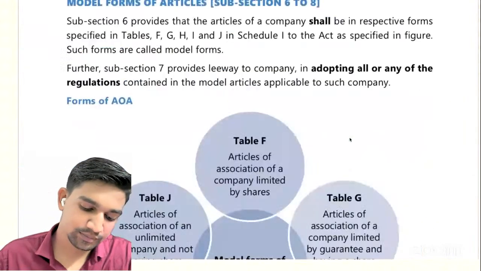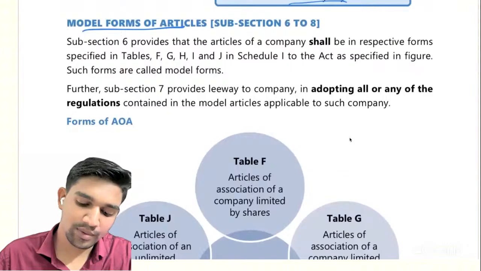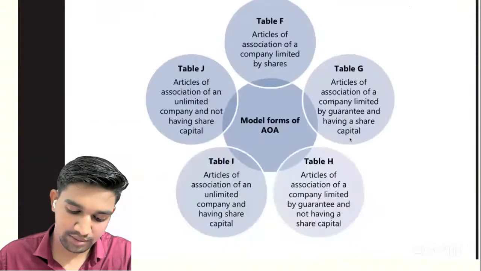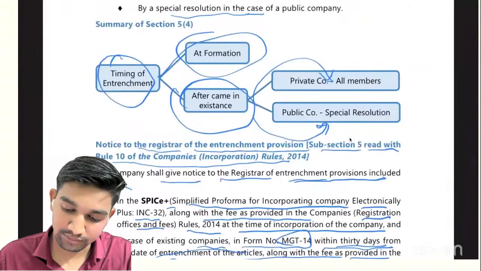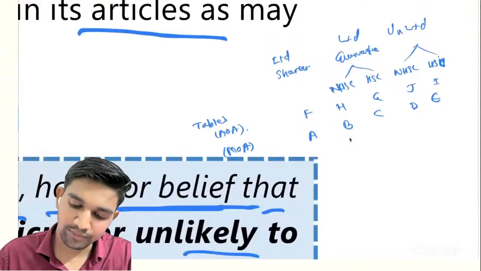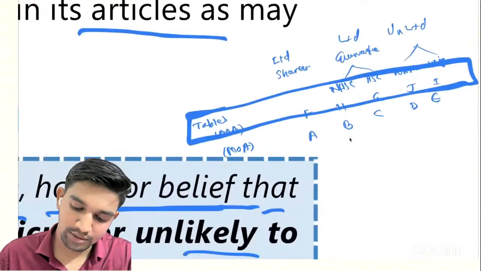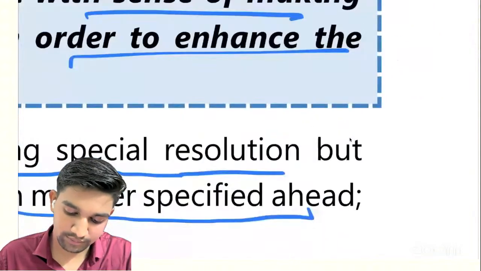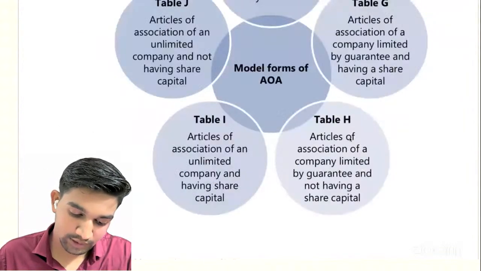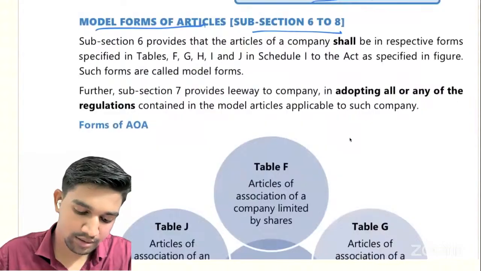Now, model forms of articles, subsections 6 to 8, as we have already seen this part here. I mentioned which model forms are used for AOA. Okay, now still we have to read.